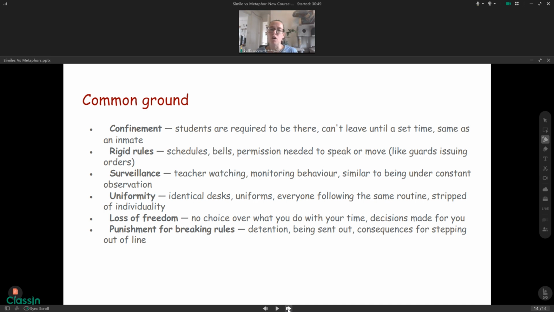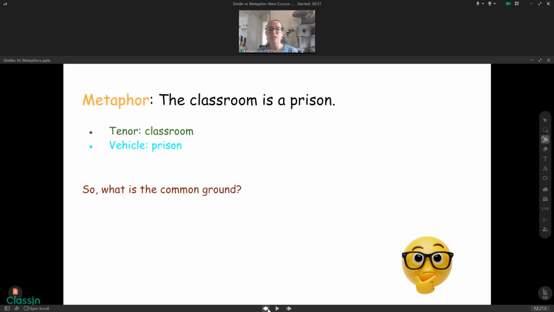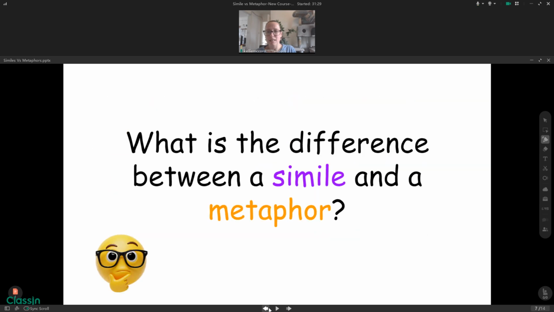So by thinking about the common ground, it allows us to then think about this metaphor in a different light. Okay, so when we then now think of this metaphor, the classroom is a prison, or the classroom was a prison. It starts to take on a whole new meaning, doesn't it? It helps us to imagine what those students are feeling. We get a sense of it being quite lonely, isolating, and tough. So that's why it's really important that you break down the metaphor into those three parts: the tenor, the vehicle, and the common ground.